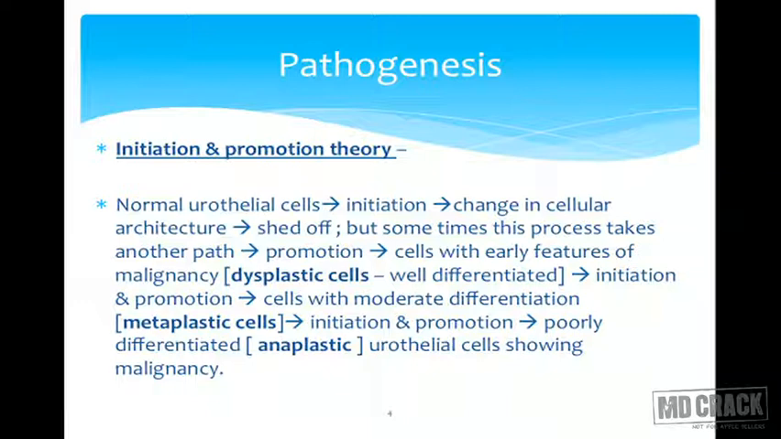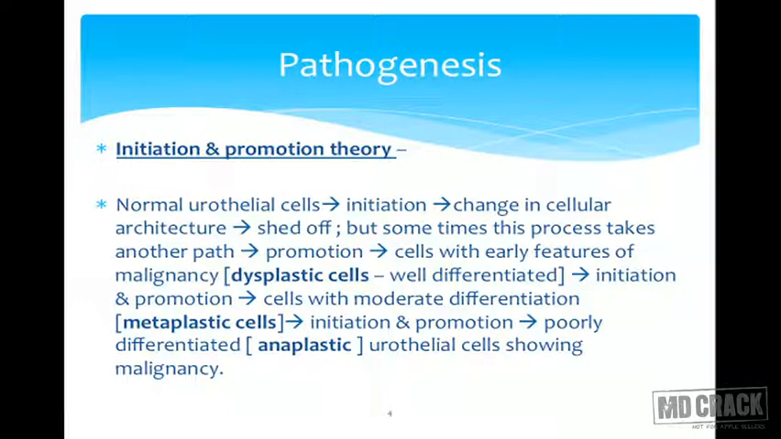This causes loss of cohesive bonds in between the normal urothelial cells. So the tumor cells will shed the urothelial cells. But sometimes this process takes another path and the tumor cells are retained. So it is getting promoted, or promotion. Cells with early features of malignancy then become evident, such as dysplastic cells. Now at this stage of malignancy, CA bladder will show well differentiated features.